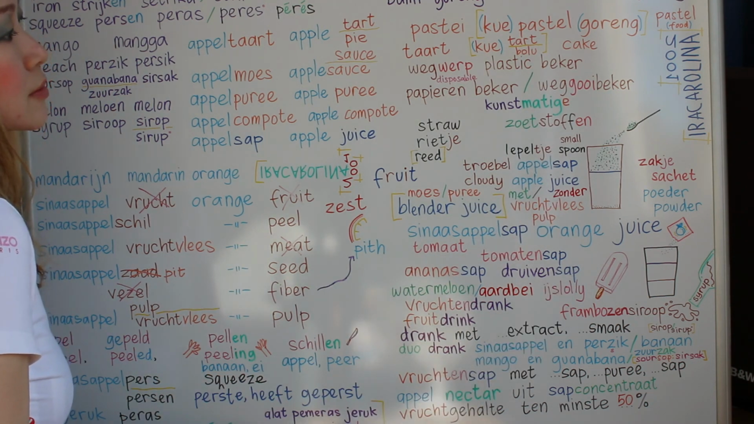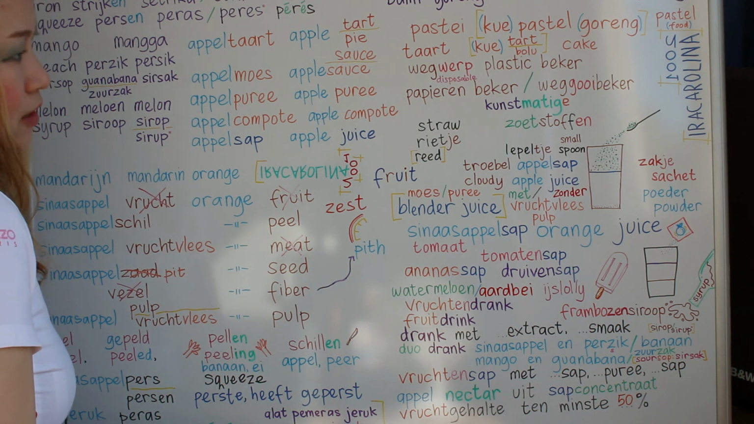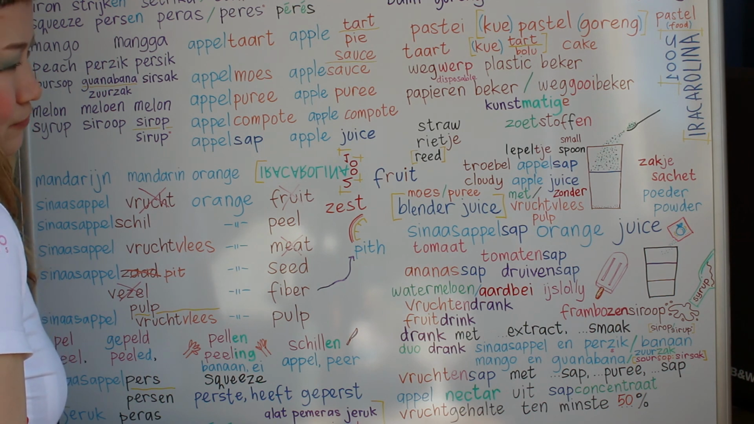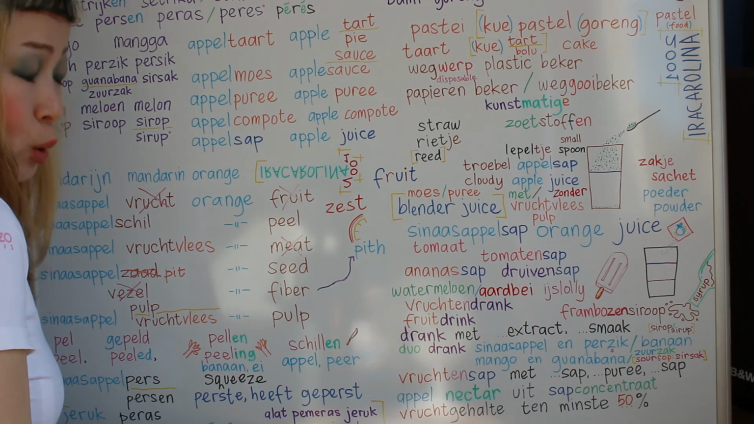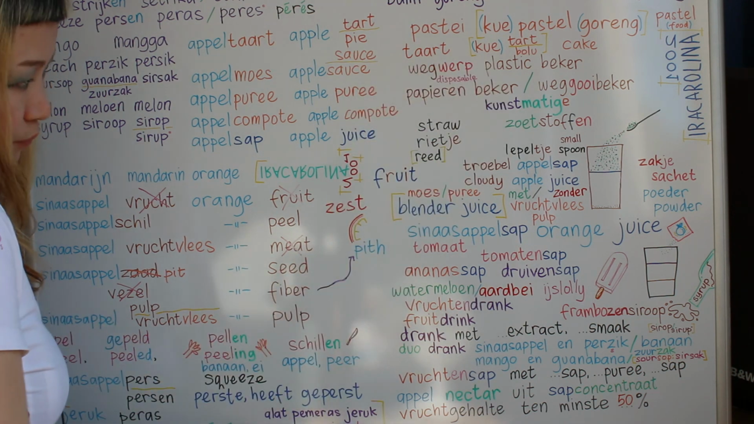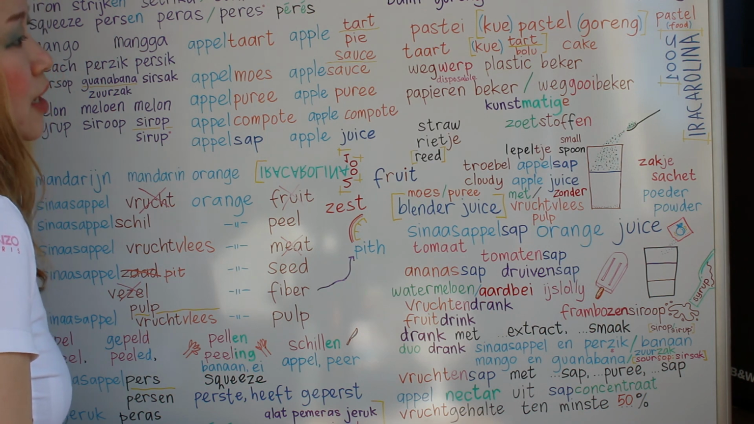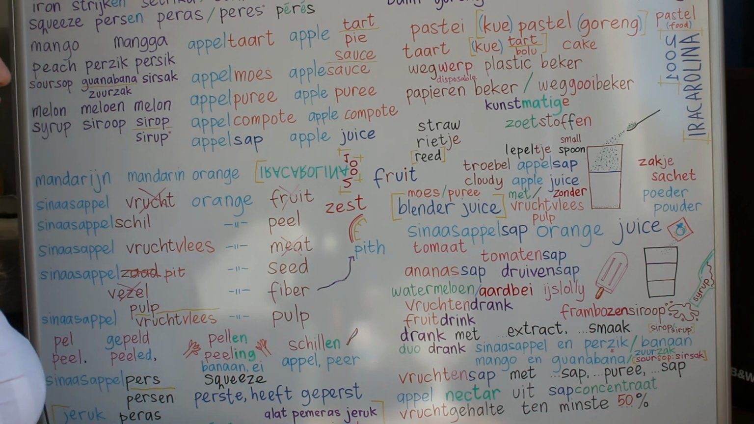Or the plastic one, you can say plastic beker. Or the disposable one, wegwerp. Wegwerp plastic beker. Disposable plastic cup.